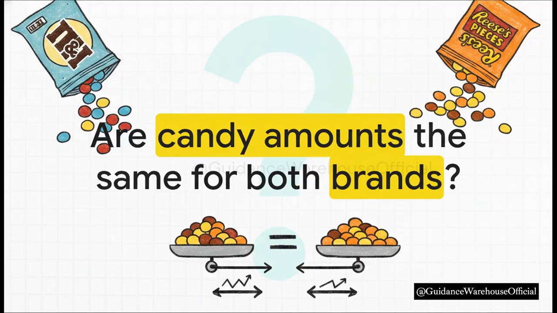Here's a really fun one from the Candy Survey Lab. Do M&Ms and Reese's Pieces have the exact same number of candies per package? Assuming the packages have the same net weight, of course. Our null hypothesis here would naturally be that the mean number of candies is exactly equal for both brands, status quo.